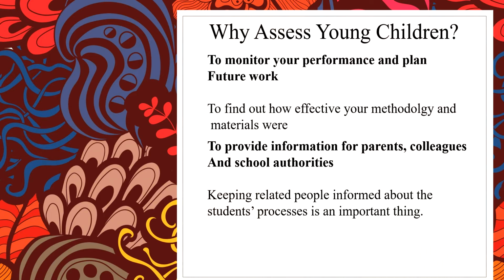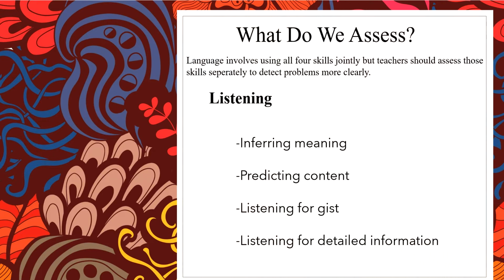The third one is to monitor your performance and plan future work. This will help you to find out how effective your methodology and materials were. The last one is to provide information for parents, colleagues, and school authorities. Keeping related people informed about the students' processes is an important thing. Now, what do we assess? Language involves using all four skills jointly, but teachers should assess those skills separately to detect problems more clearly.